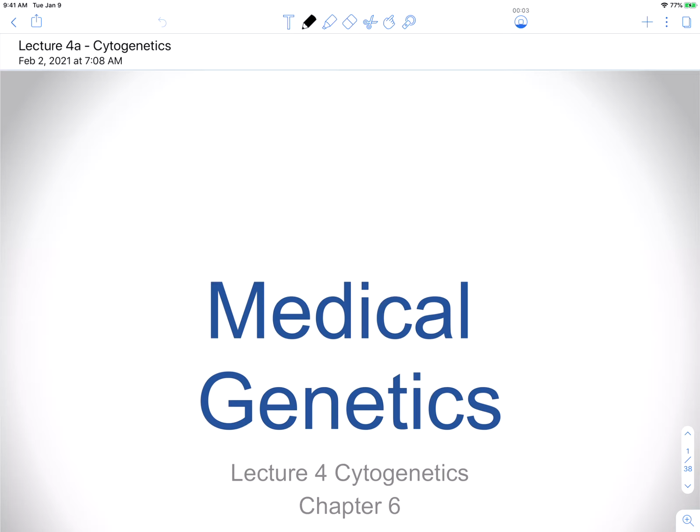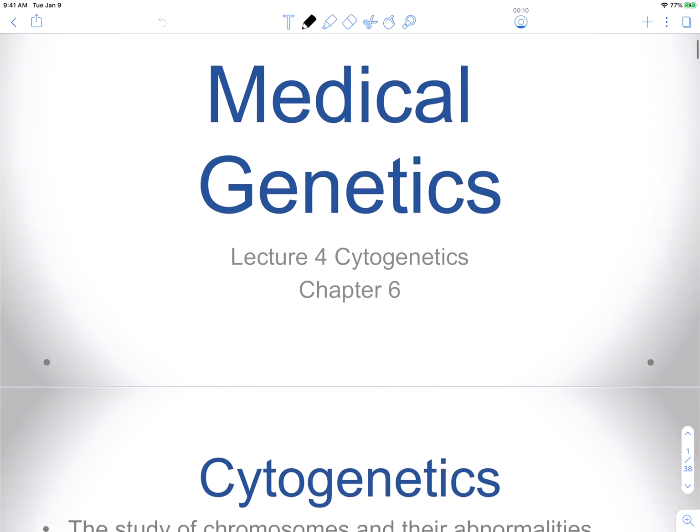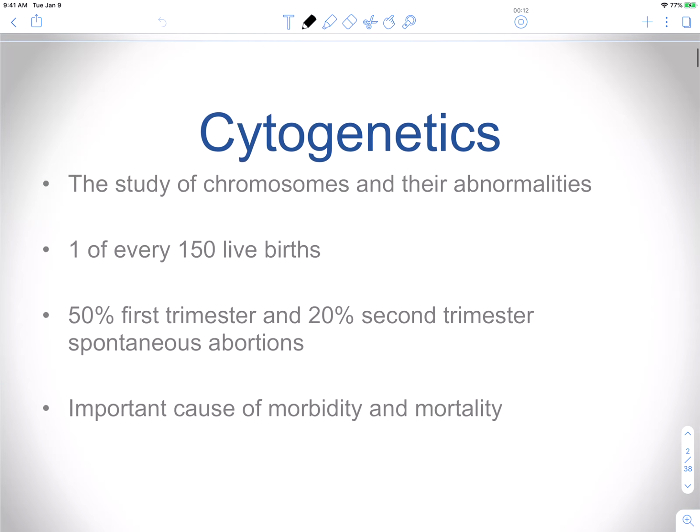Okay, so we are moving on in genetics, and we're going to be talking about cytogenetics, which is basically the study of chromosomes and chromosome abnormalities. Chromosome abnormalities occur relatively often, one out of every 150 or so live births. Most of them are going to occur in the first trimester, and then a portion of them will occur in the second trimester. Many of these are going to lead to spontaneous abortions, and they are going to be important with respect to morbidity and mortality.